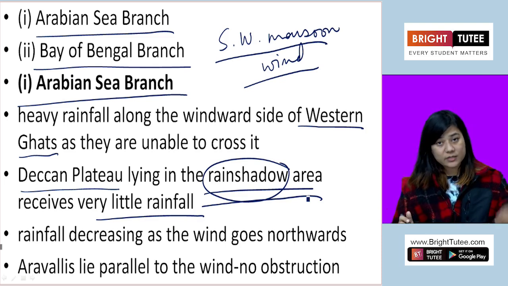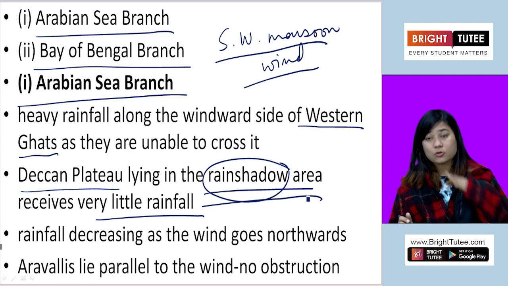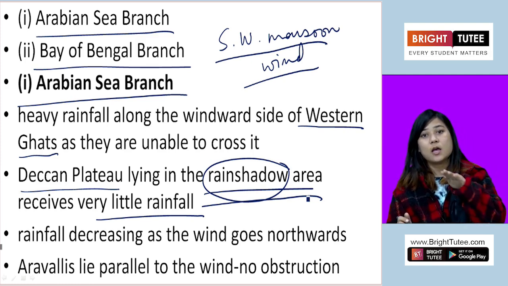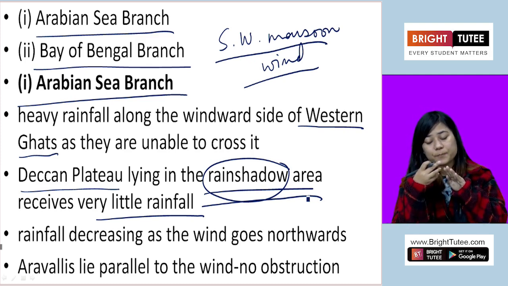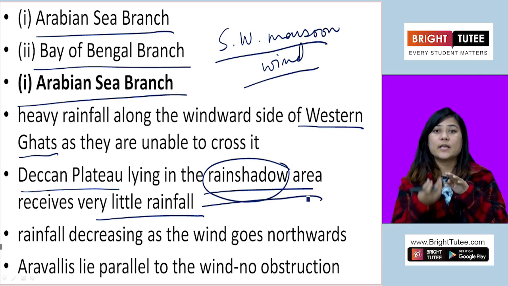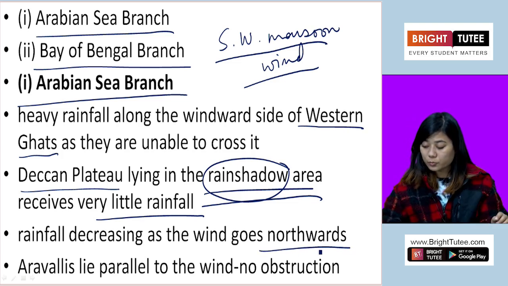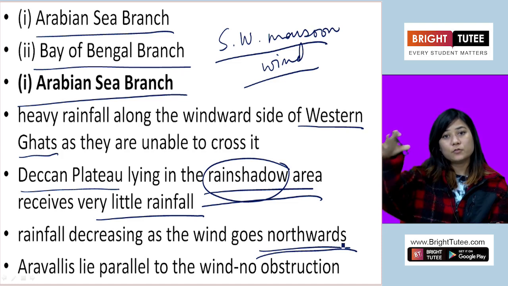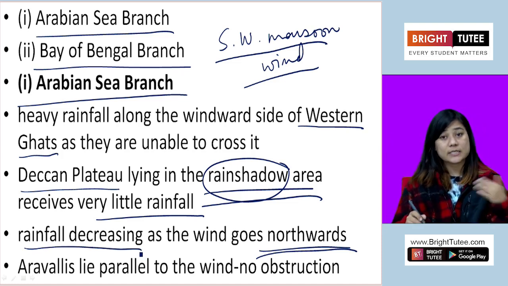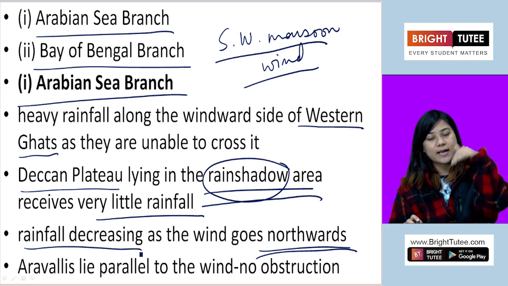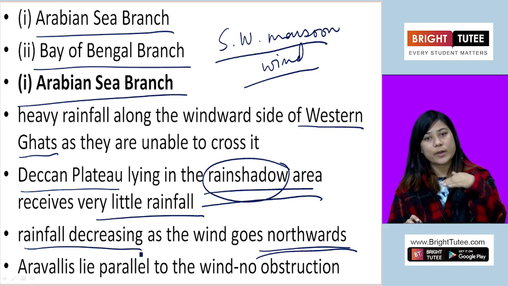Alright, now this wind, as it goes northwards from the southwest direction, causes rainfall in the Western Ghats, and then it begins to move northwards. As it moves northwards, the rainfall decreases, because most of the moisture that it was carrying has already fallen in the Western Ghats.